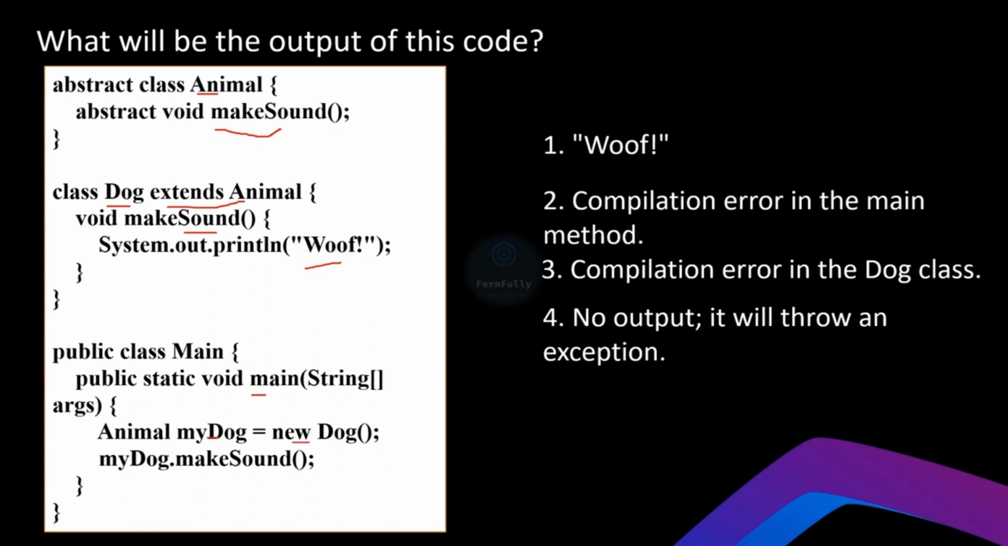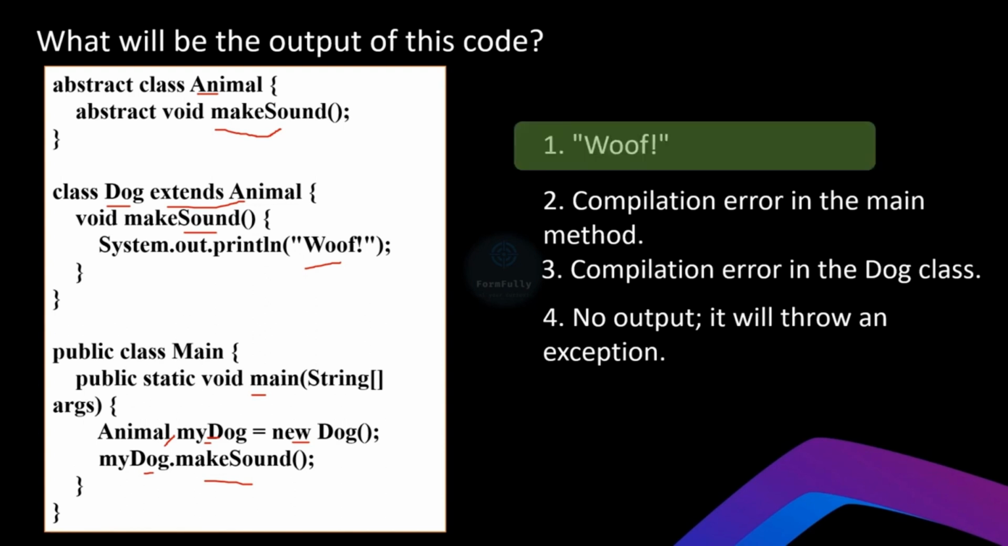I hope you remember that this is the example of polymorphism we covered in the previous video, where we can reference a subclass Dog object using a reference variable of its superclass, that is the Animal class. And finally, we call the makeSound method on the myDog object, which will invoke the makeSound method from the Dog class. This is because when we call myDog.makeSound, it invokes the makeSound method of the Dog class, which will print "Woof". So the correct option is Woof.